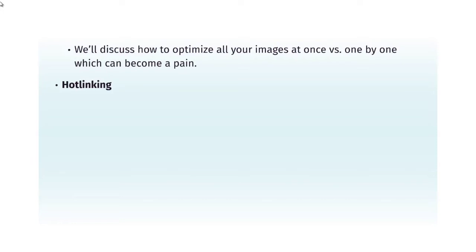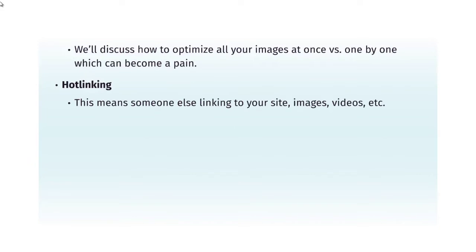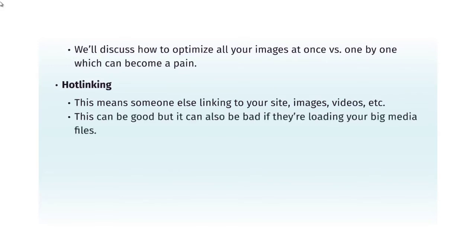The next one is hot linking. This means somebody else is linking to your site, your images, your videos, essentially. And what they're doing is they're sending traffic to those images and videos, getting people that don't even know that it's your images, and they're just stealing your images. And if that's the case, they're essentially using your bandwidth and your server resources.